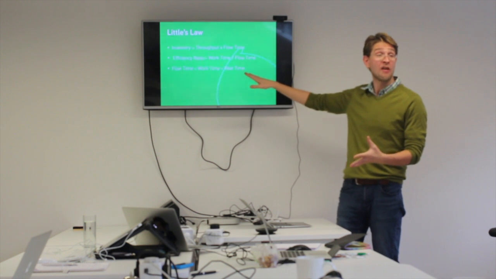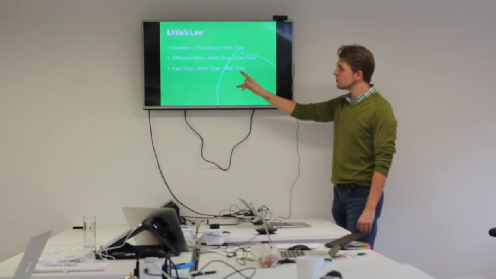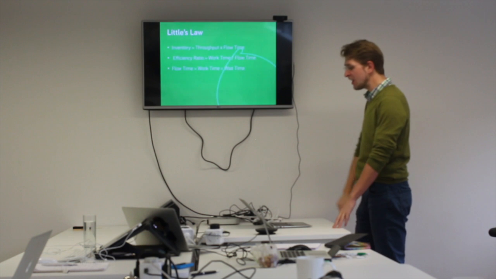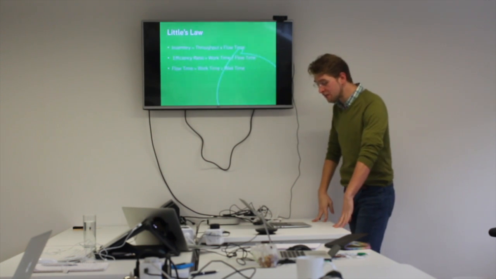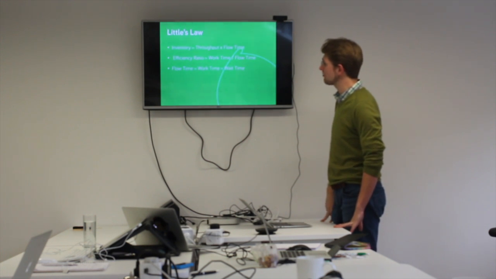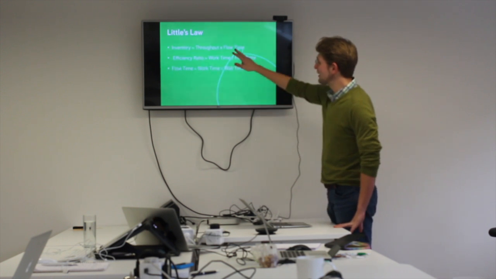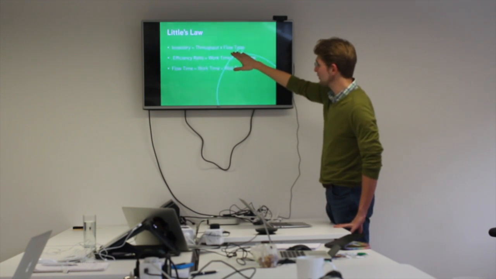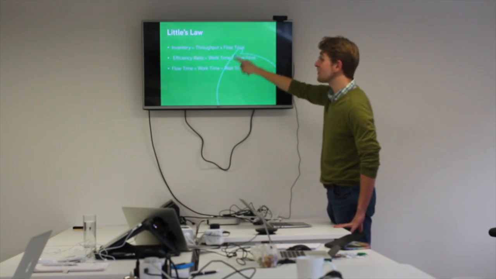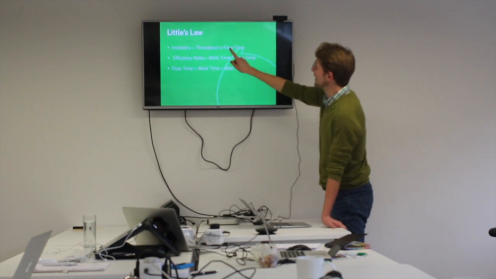A better way of looking at the efficiency of a workflow overall is Little's law: inventory equals throughput times flow time. So if you have 5 pieces of work in a system, and each piece of work takes, let's say, 10 days to go through, and the flow time is the total time that it takes you end to end to service a piece of work.